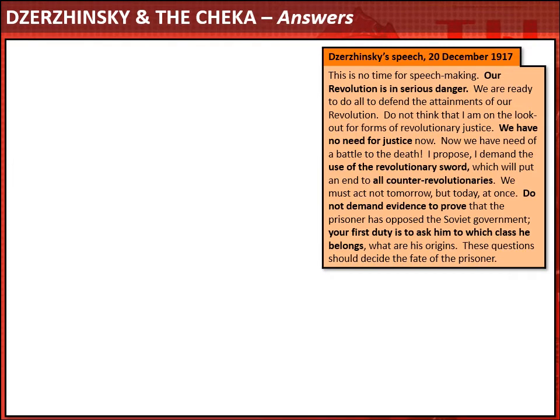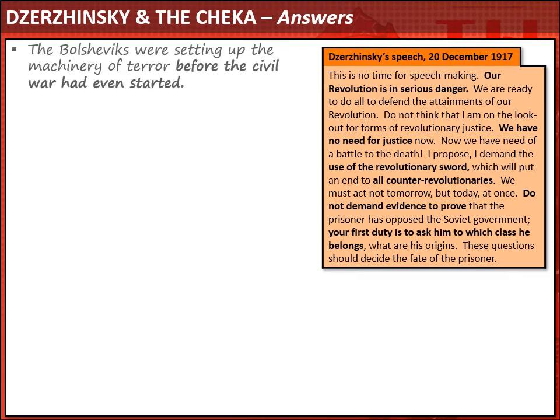Let's look at some inferences which you could have made about the Cheka based on this source. Firstly, we can infer that the Cheka was a real priority for the Bolsheviks. It was up and running within the first couple of months of Bolshevik rule. So the Bolsheviks had begun to create the machinery of terror before the Civil War had even begun.